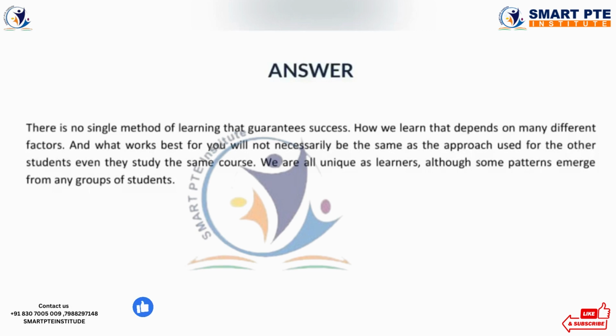There is no single method of learning that guarantees success. How we learn depends on many different factors. And what works best for you will not necessarily be the same as the approach used by other students, even if they study the same course. We are all unique as learners, although some patterns emerge from any group of students.